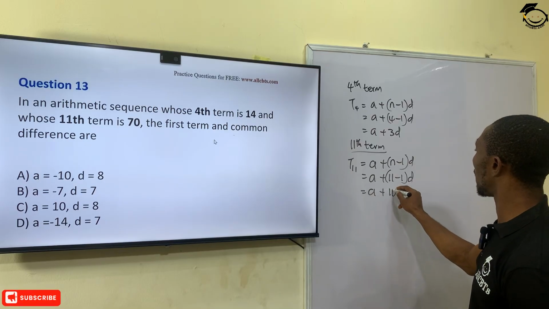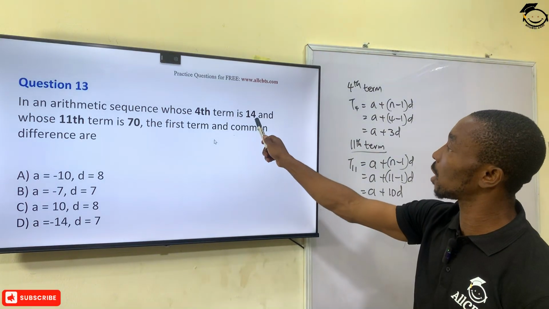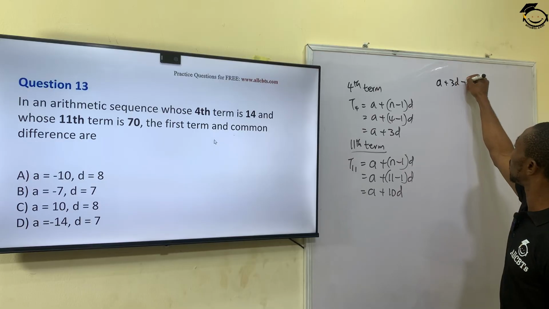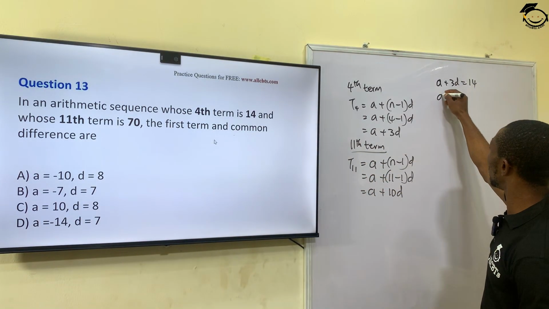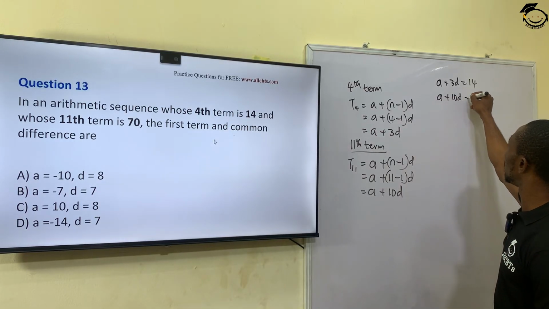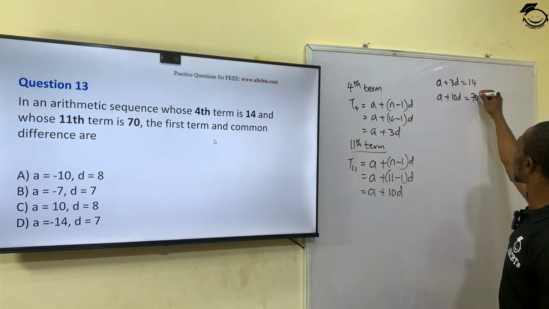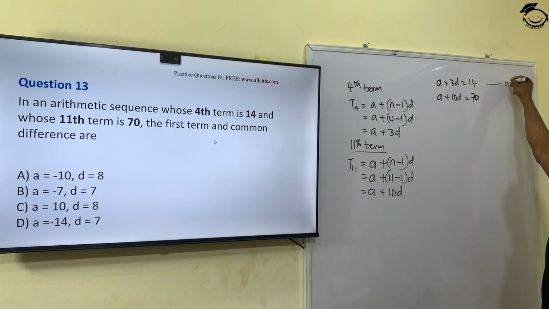a plus 10d. Now, from our question, we are told that the fourth term is 14. That means a plus 3d equals 14. And our 11th term, a plus 10d equals 70. So we are looking for the common difference and the first term. So we can use this as a simultaneous equation.